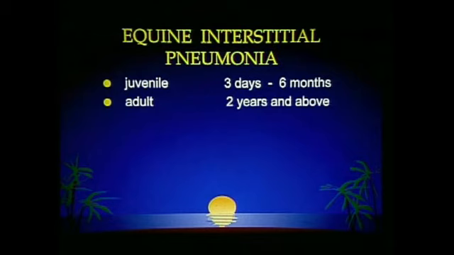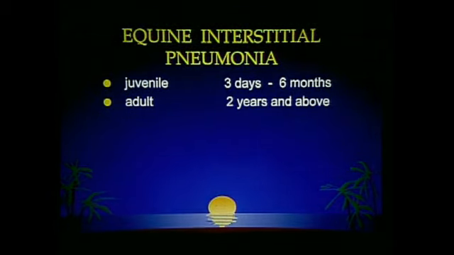The first one is equine interstitial pneumonia, also idiopathic interstitial pneumonia, an enigmatic disease, but if it affects the juvenile, it typically may affect a foal that ranges between 3 and 9 months of age, though I have seen it in younger animals as well.